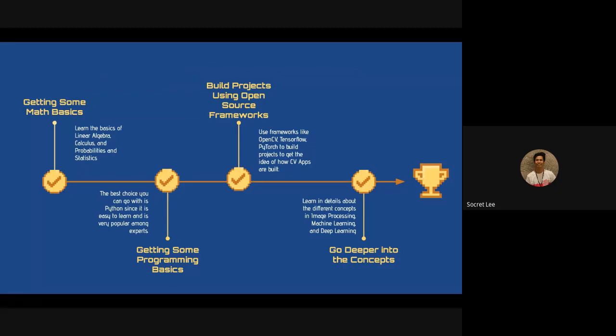And so after you know some basic programming and mathematics, you can start building projects using open source frameworks. Now, these frameworks include things like OpenCV, TensorFlow, PyTorch. These frameworks will help you build your project and treat some computer vision models or machine learning models as a black box, so that you don't need to worry about the concept, but you will still be able to produce a finalized product as well.